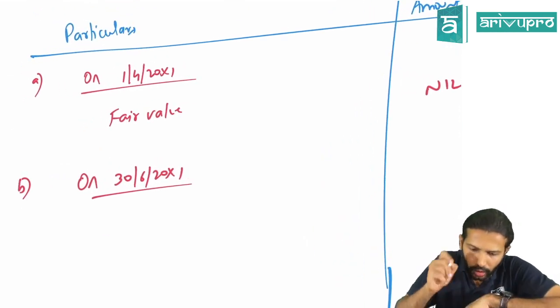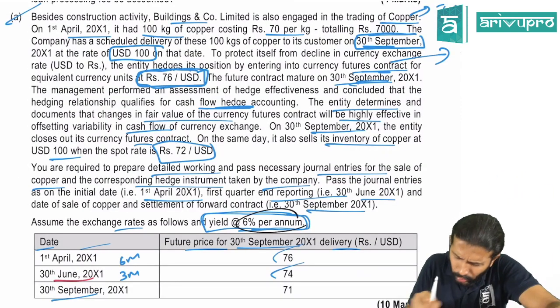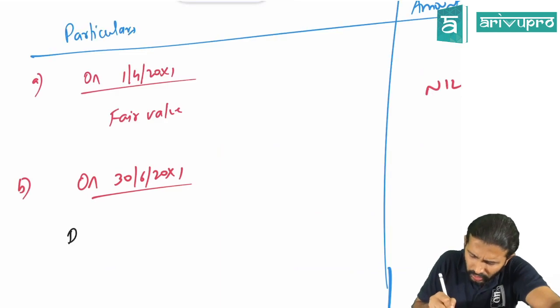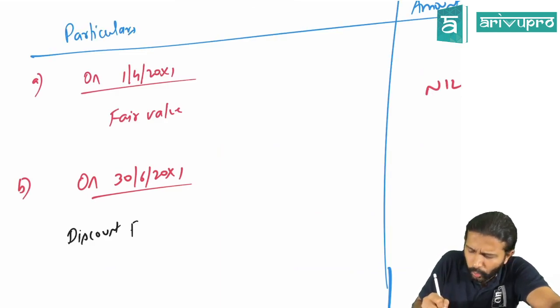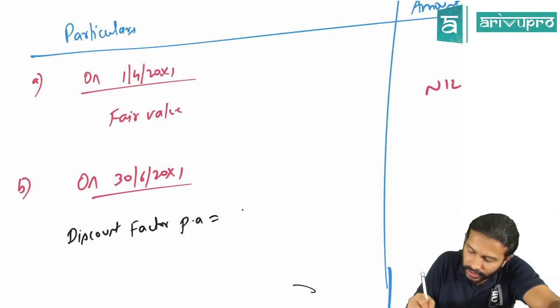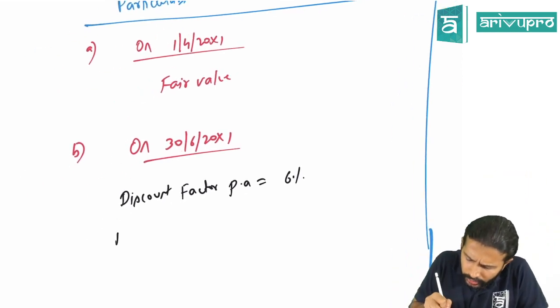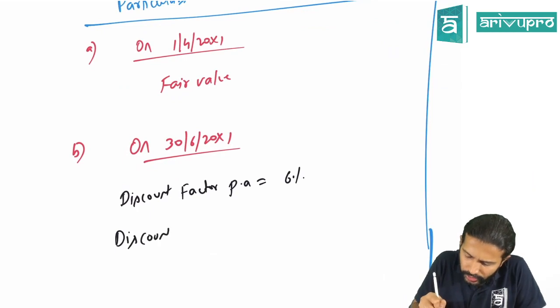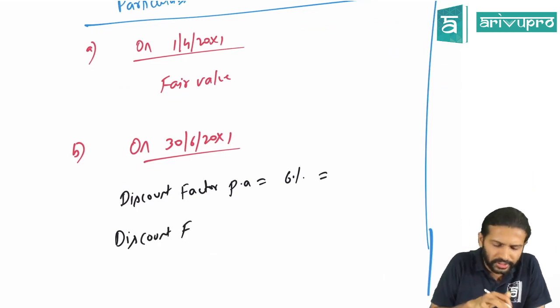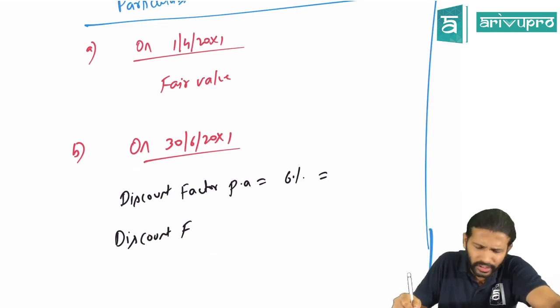In fact, I would have just straight away written it as 200, but because of this discount factor, I need to worry about it. Okay, let's write this off. What is the discount factor per annum they've given? This is again a keyword. The discount factor per annum they've given is 6%. Now, I'll write like this. If you want to find out the present value, you'll write 1 divided by 1.06, right?